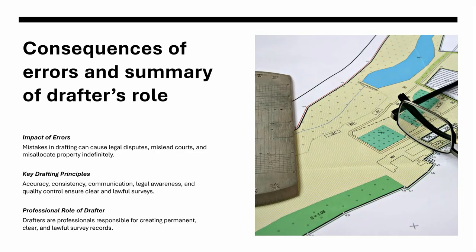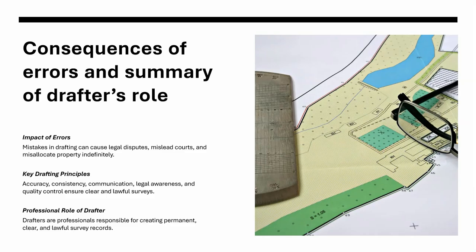So, to summarize Lecture 2 for your review, accuracy ensures that each element is correct. Consistency ensures that the whole drawing is uniform. Communication ensures that anyone can understand it. Legal awareness ensures compliance with the board. And quality control ensures that nothing slips through.